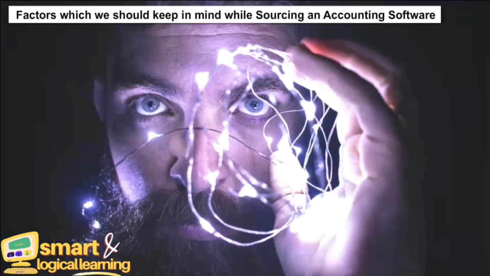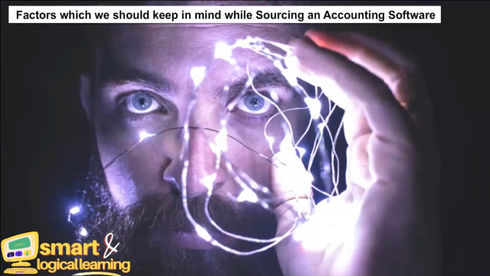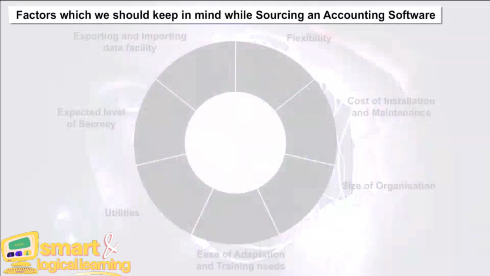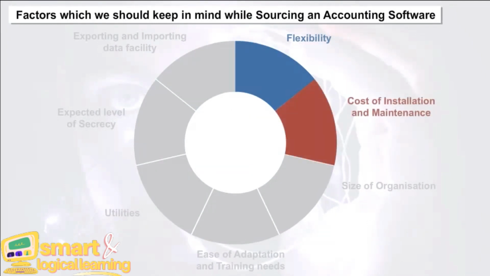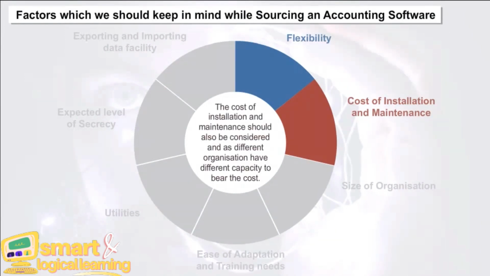Factors which we should keep in mind while sourcing an accounting software. Flexibility. The software should be flexible to run on various platforms and should offer flexibility between users, hardware, and software. Cost of installation and maintenance. The cost of installation and maintenance should also be considered, as different organizations have different capacity to bear the cost.